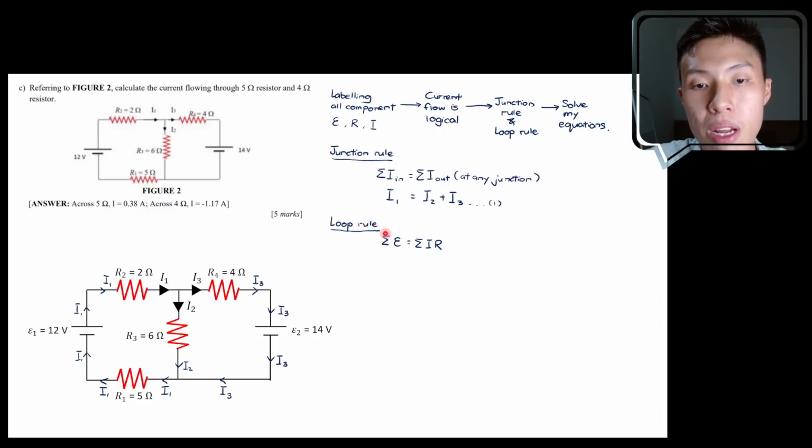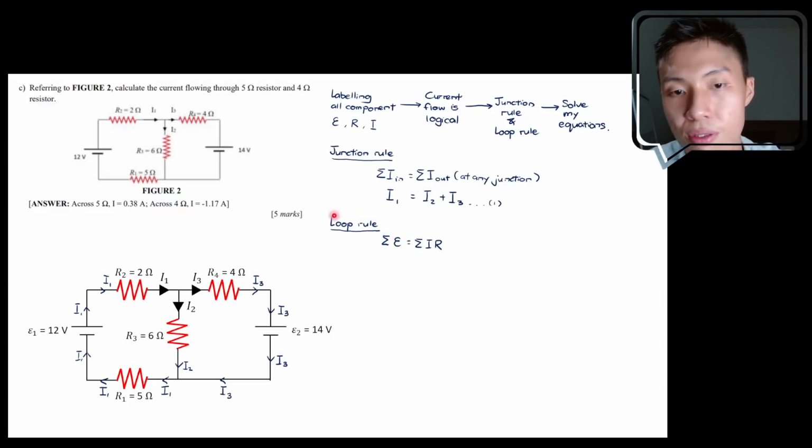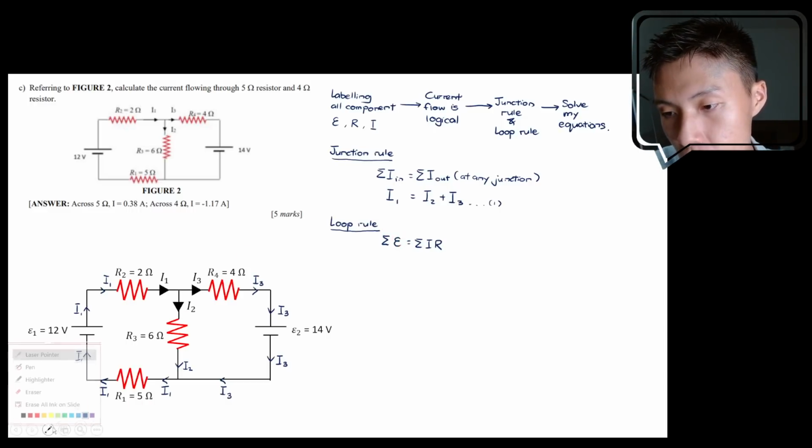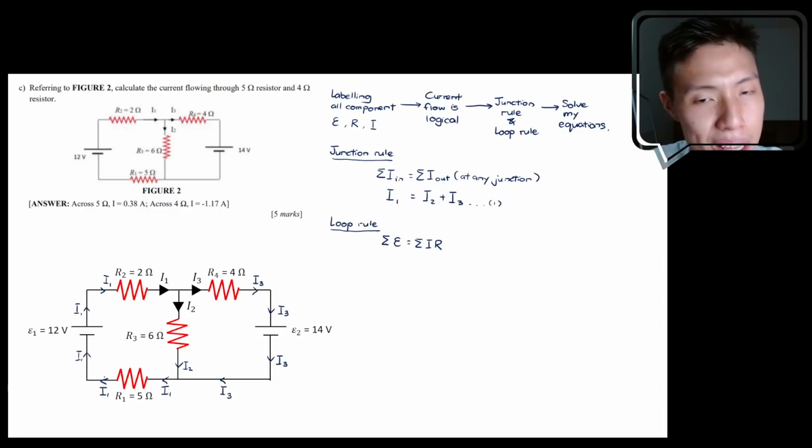So the EMF of the battery can be positive or negative. And for resistance, it's the same thing. The IR here can be positive IR or negative IR. So it depends on the situation. Now we are going to discuss in what kind of situation we should put positive and in what kind of situation we put negative. Okay. So there are many ways to solve this problem.